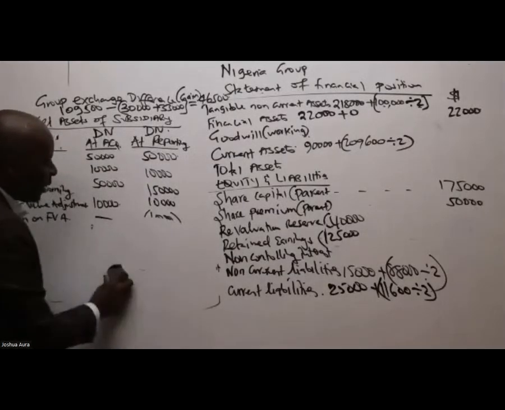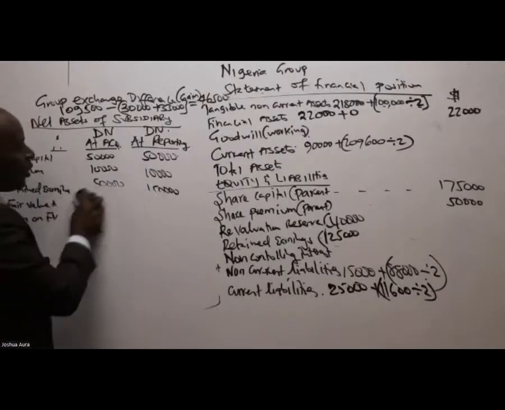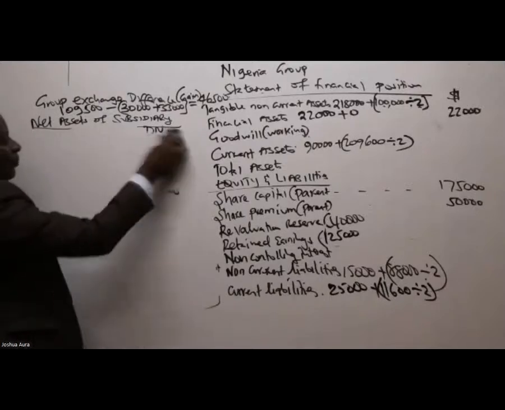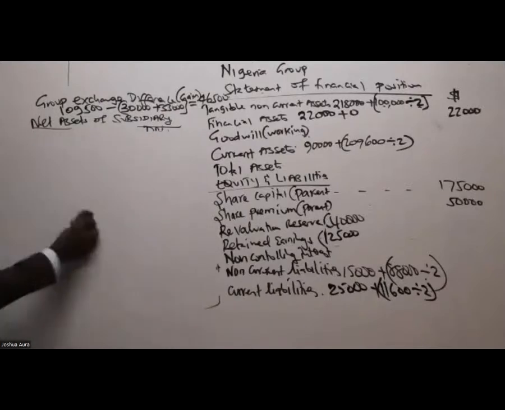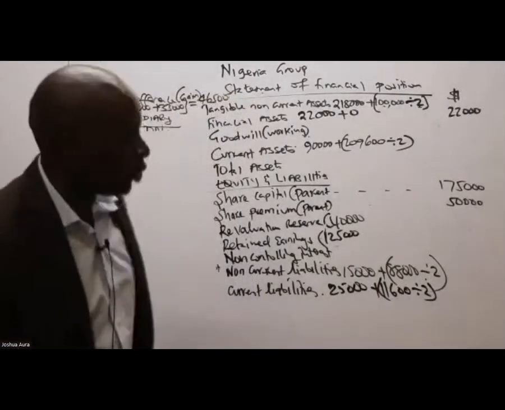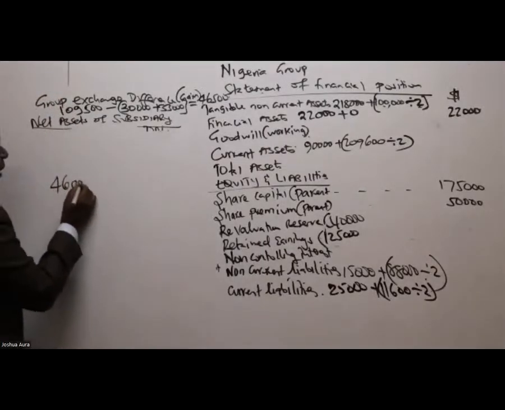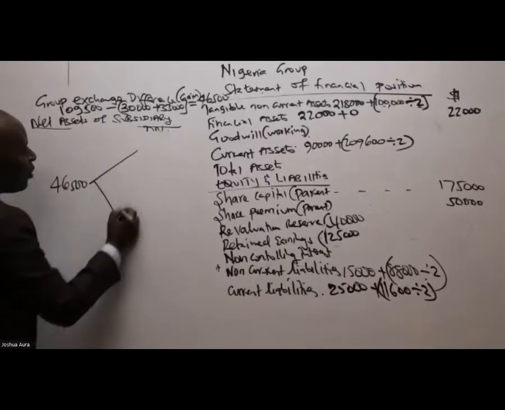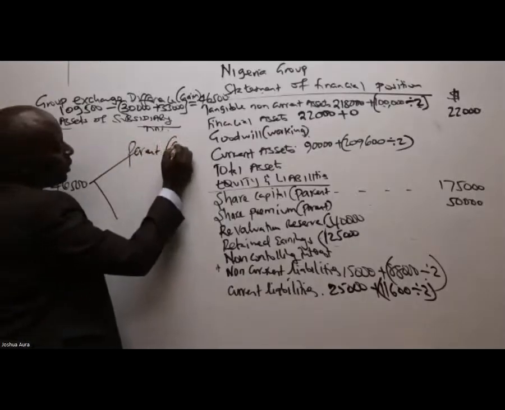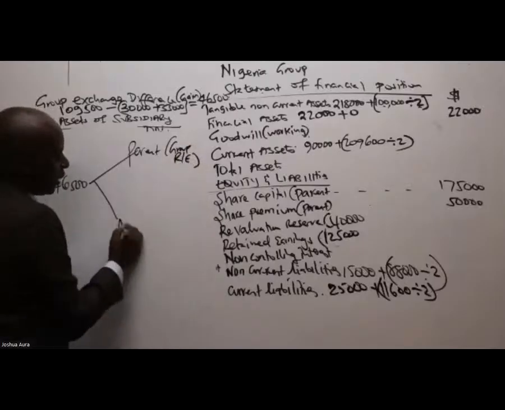Go ahead and share these out. So we are sharing this, my good students. We are sharing this 46,500. This 46,500 will be shared to the parent, of course, through the group retained earnings. And then we have NCI.